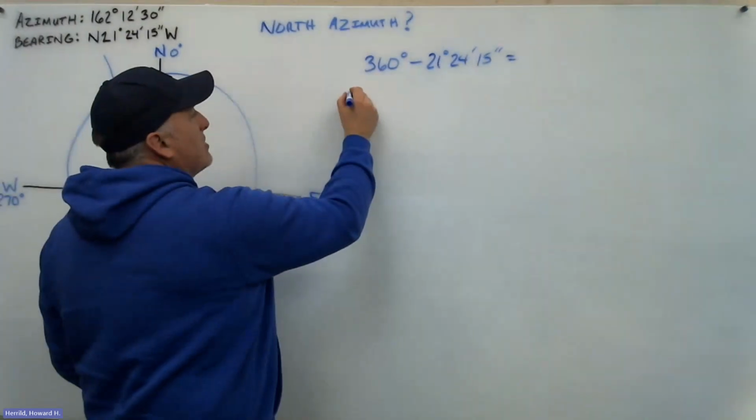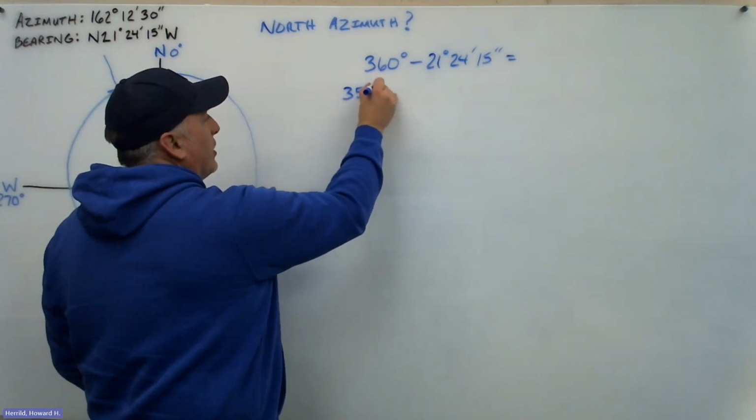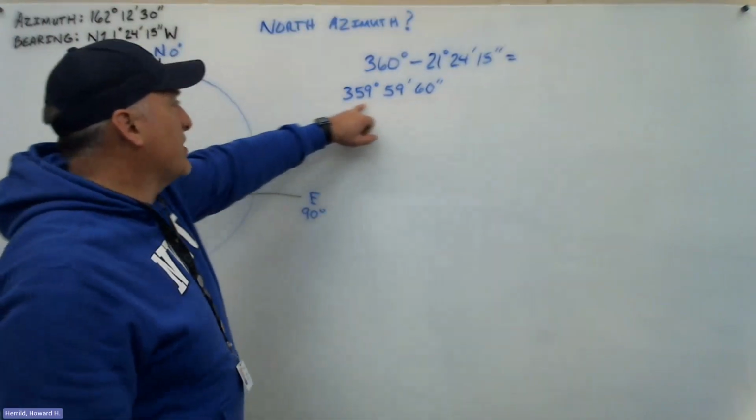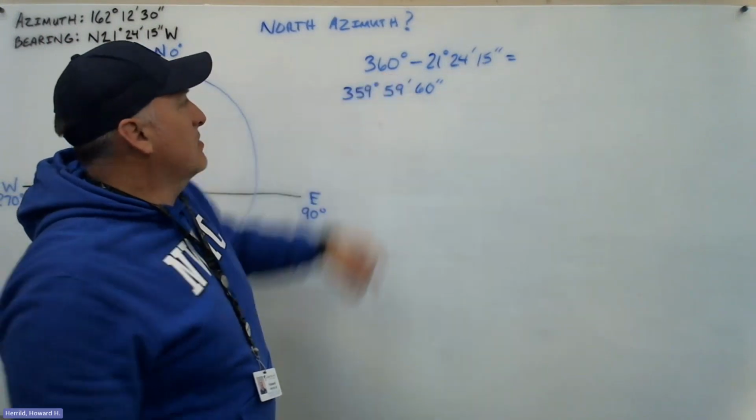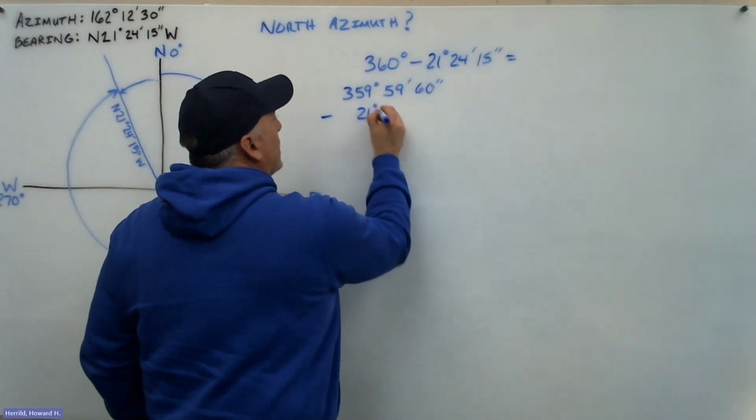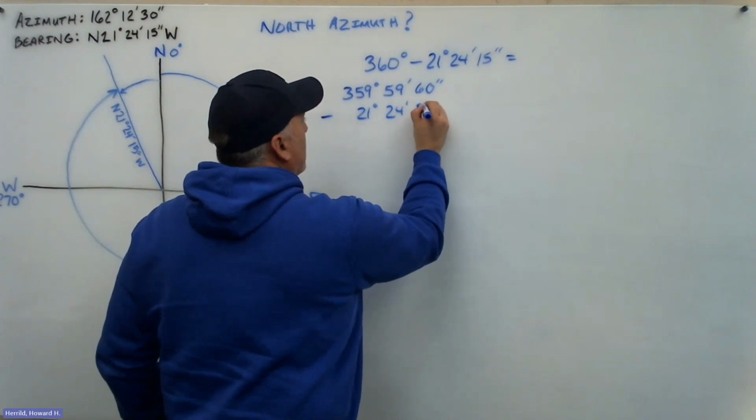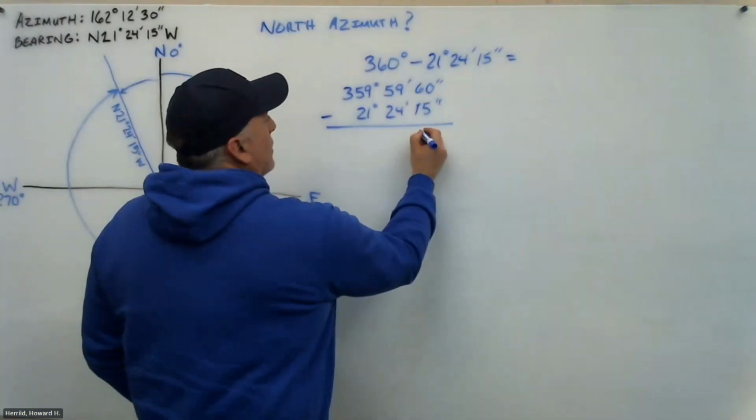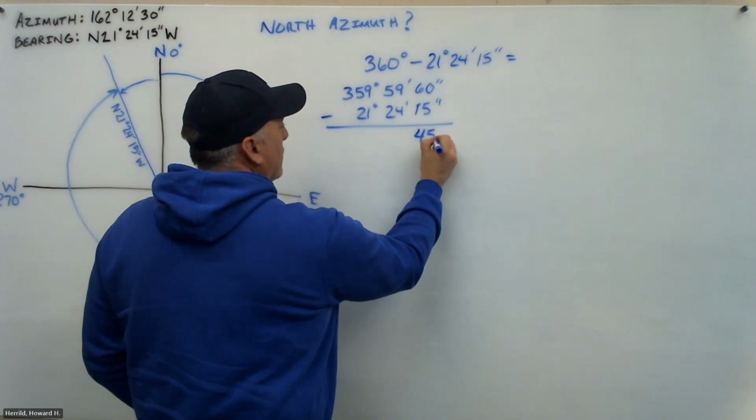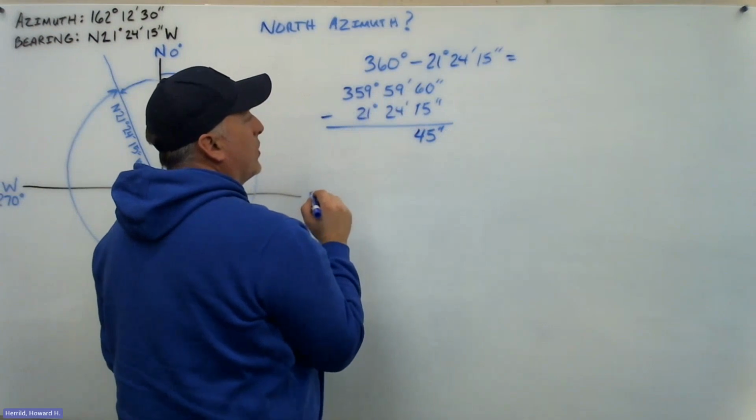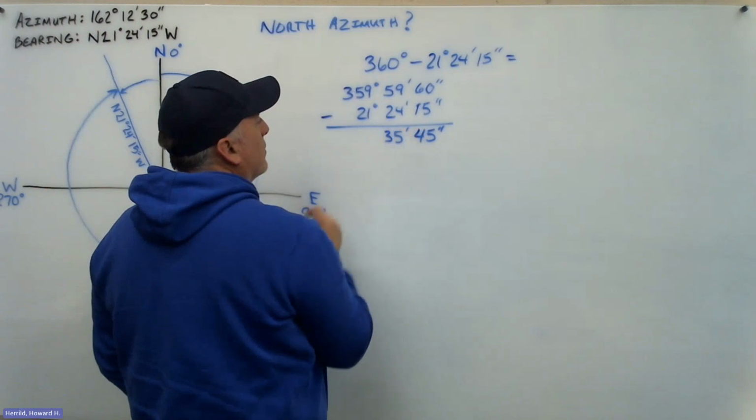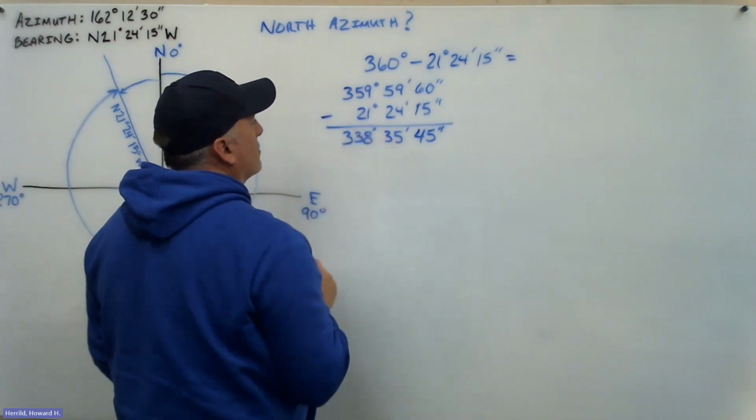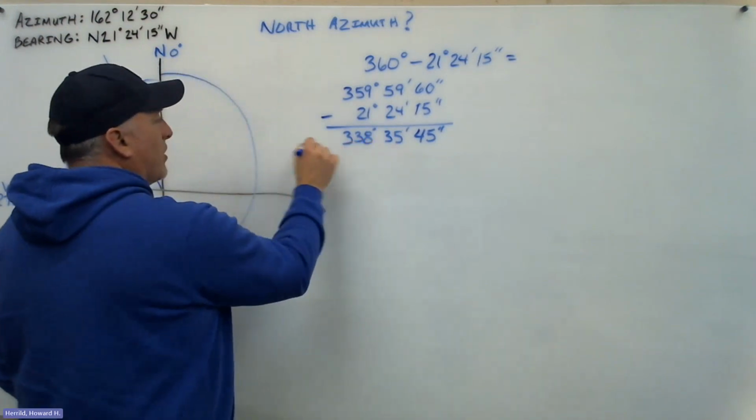So 360 degrees is also known as 359 degrees, 59 minutes, 60 seconds. When we hit 60 seconds here, essentially that turns it over to 360 degrees. So this is the same as this, okay? And we're going to subtract 21 degrees, 24 minutes, 15 seconds. And this should give us our north azimuth of this line, okay? So 60 minus 15 is 45. 59 minus 24 is 35. And then 359 minus 21 is 338 degrees. Okay, so this is our north azimuth.